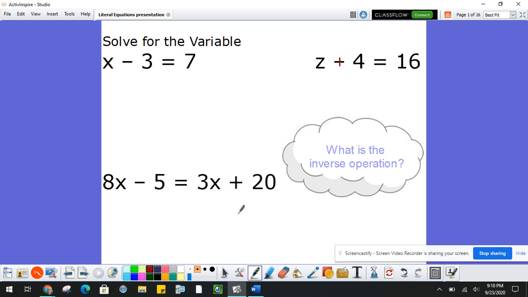But in all three of them, in order to get started, we had to know the variable, in this case x, in this case x, in this one it was z, and we had to ask the inverse operation to isolate our variable. We're going to be using that same concept with our literal equations.